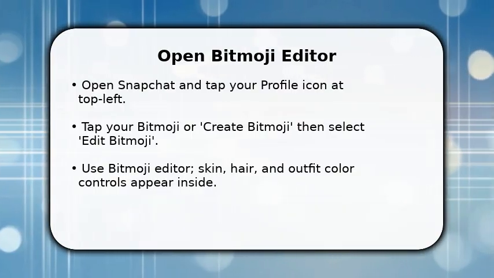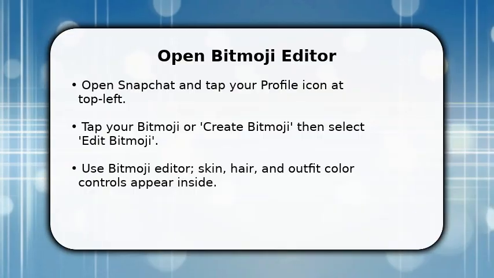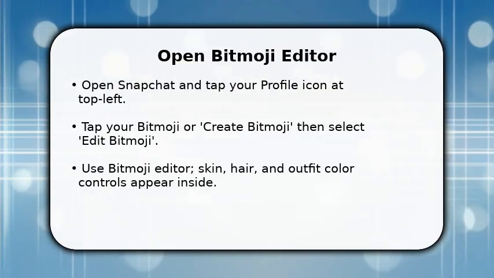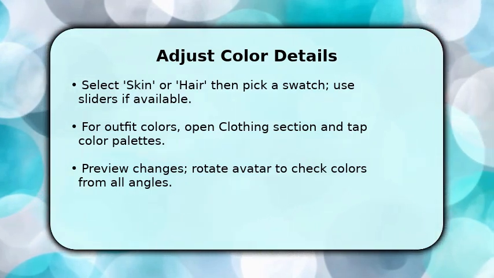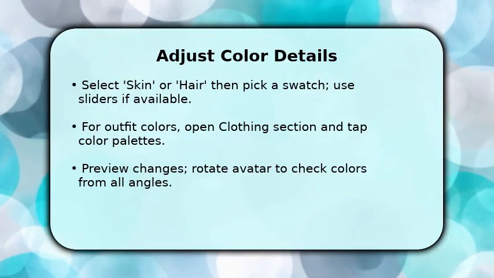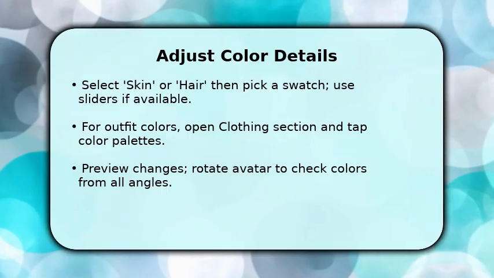Now locate skin tone and hair color swatches, then make a quick pick. This first step gets you into the exact controls you need. Once inside the editor, choose the area you want to change and tap the color swatches. For skin and hair, you'll get preset shades. For outfits, there's often a palette or multiple color slots to tap.